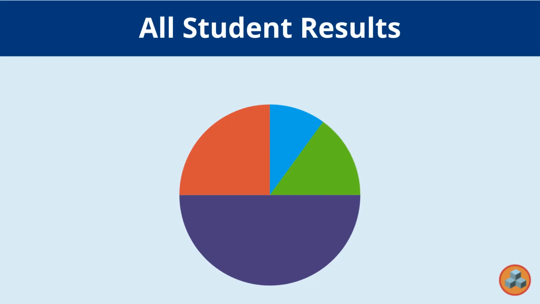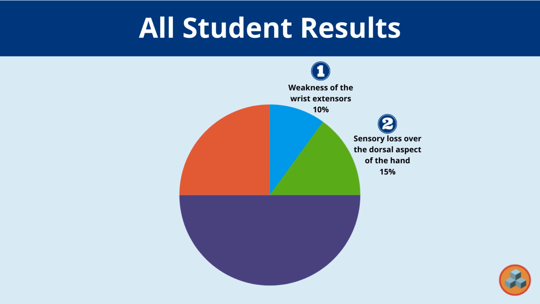Let's explore the all-student data. 10% of students selected option 1, weakness of the wrist extensors. 15% of students selected option 2, sensory loss over the dorsal aspect of the hand. 50% of students selected option 3, weakness of the finger flexors, the correct response. 25% of students selected option 4, pain over the lateral elbow.